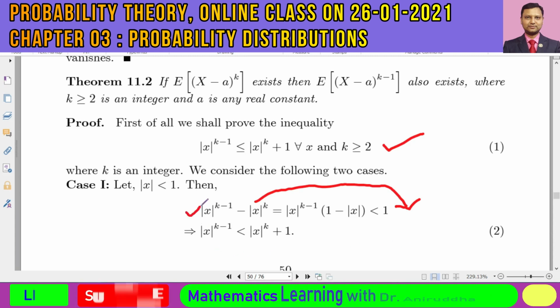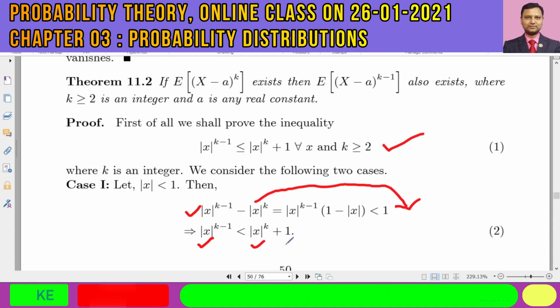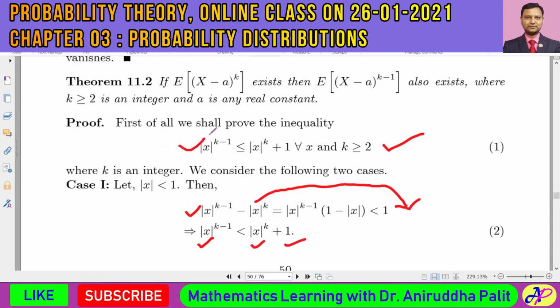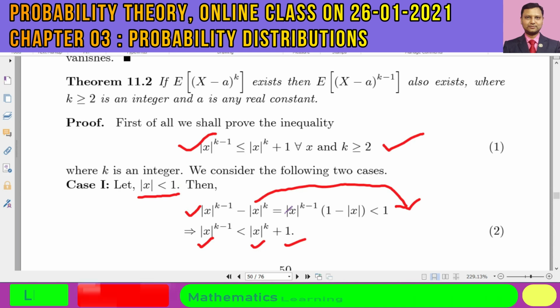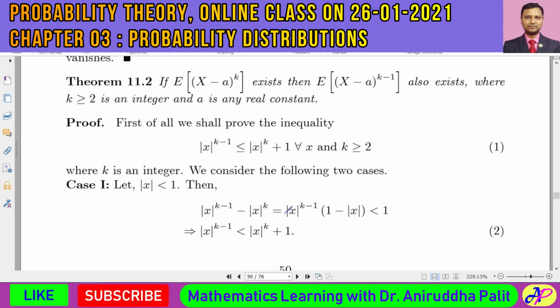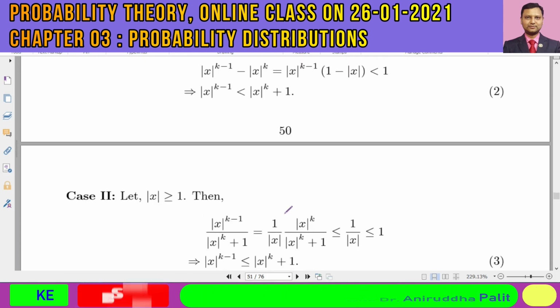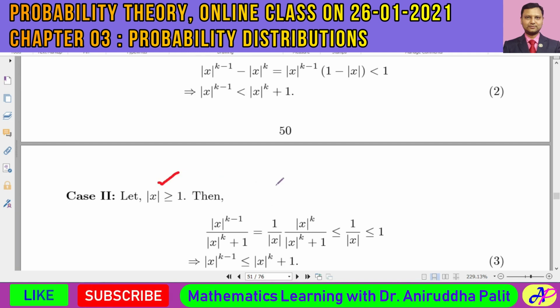We get that |x|^(k-1) is less than |x|^(k+1). This was the result that I am trying to prove at first. So we proved this result when modulus of x is less than 1. Now we consider the second case where modulus of x is greater than or equal to 1.